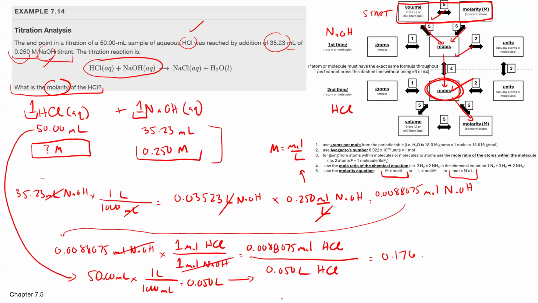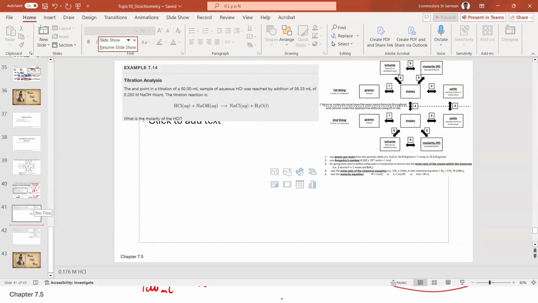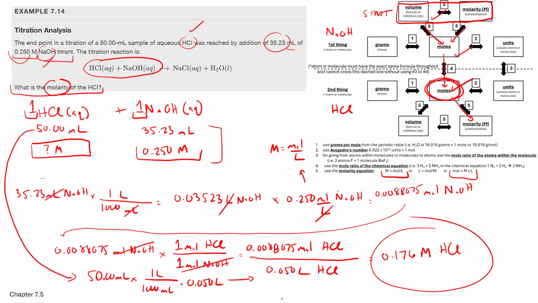0.176 molarity of HCl, sorry, HCl. All right, let's take a look, make sure we did that correctly. All right, looks good.